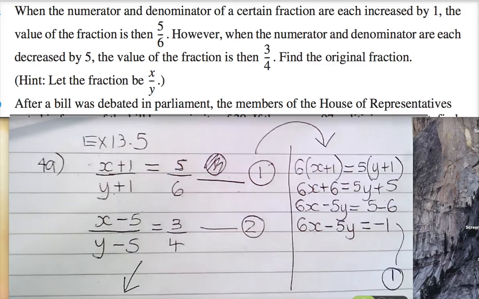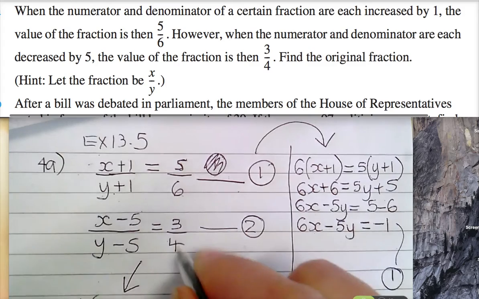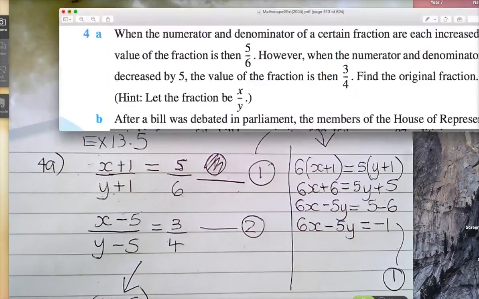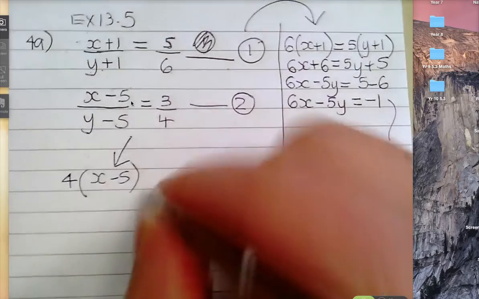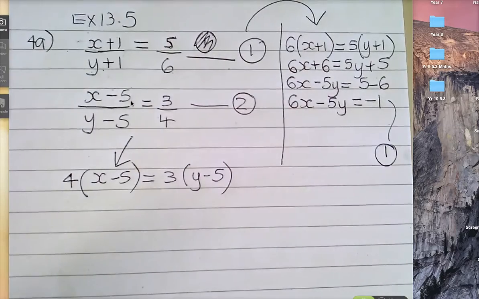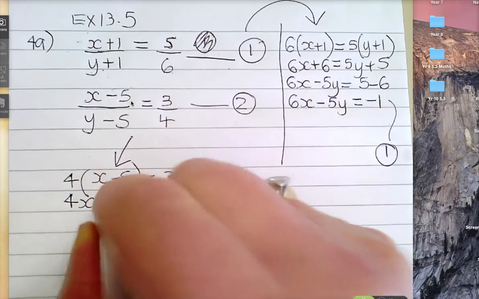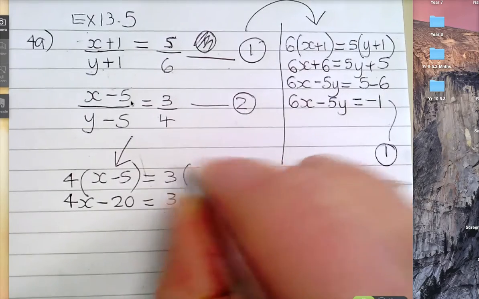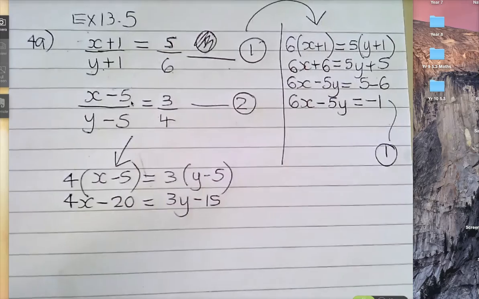Now let's play around with equation 2. Fraction equals fraction. What should we do? 4 times x minus 5. I'm going to minimize the question now. So, 4 bracket x minus 5 equals 3 bracket y minus 5. Tell me once again why I'm allowed to cross multiply. Fraction equals fraction. Now expand. 4x minus 20 equals 3y minus 15. Good. 3 times y and 3 times minus 5 is minus 15.